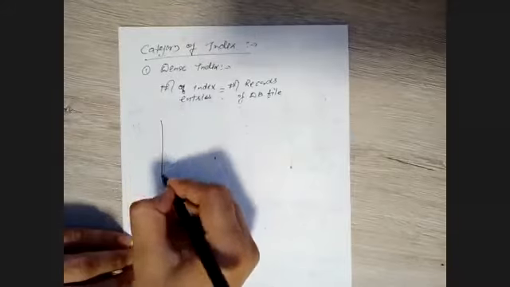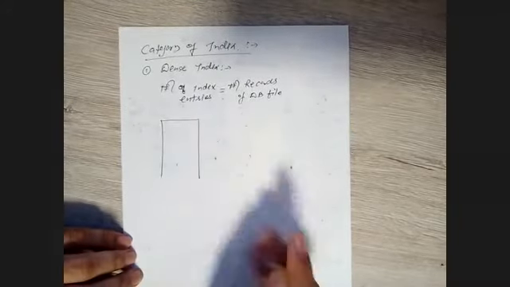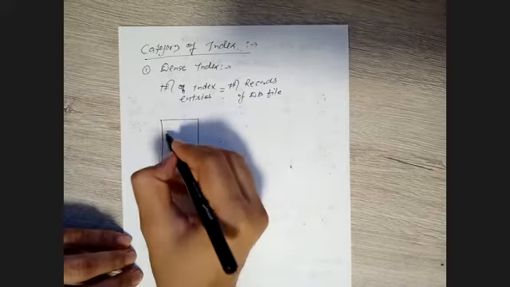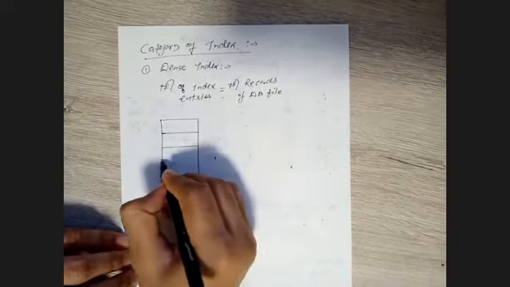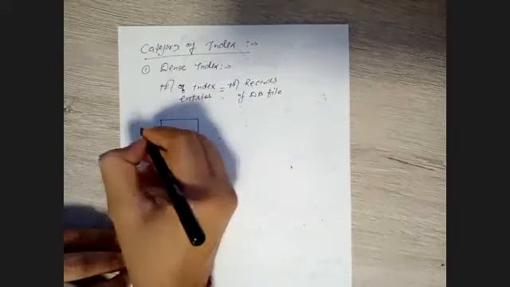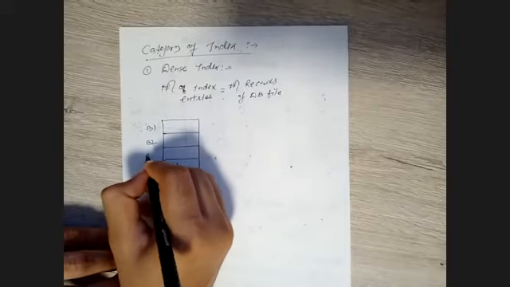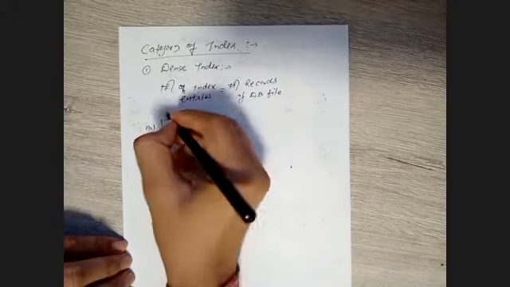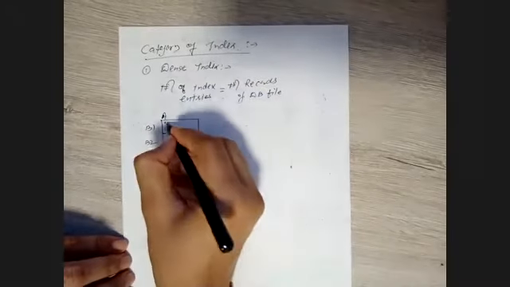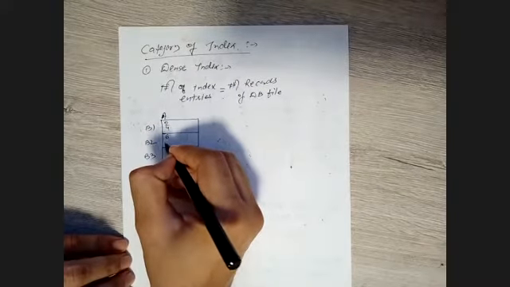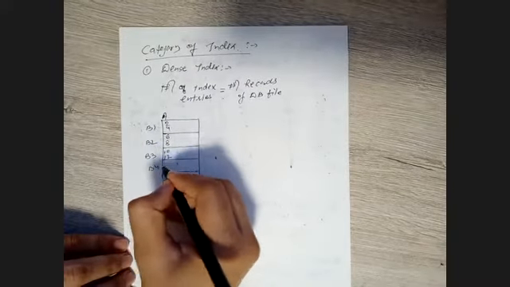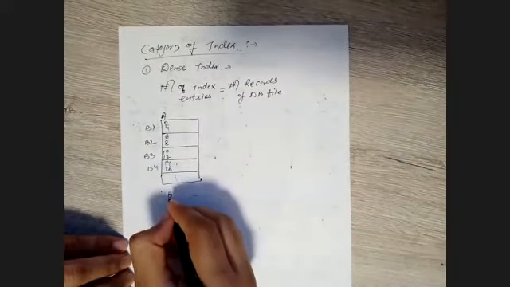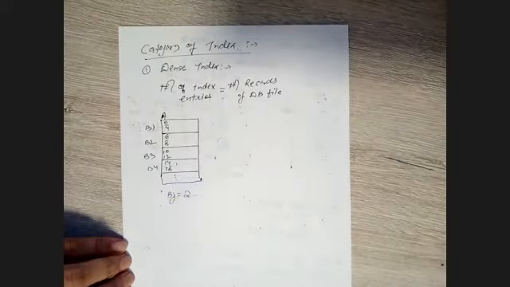Let's say this is your database file and we have the blocks this way: B1, B2, B3, B4, and so on. Some attribute A is there and we have the values, let's say 2, 4, 6, 8, 10, 12, 14, 16, and so on, right? So our block factor is 2 over here, right?